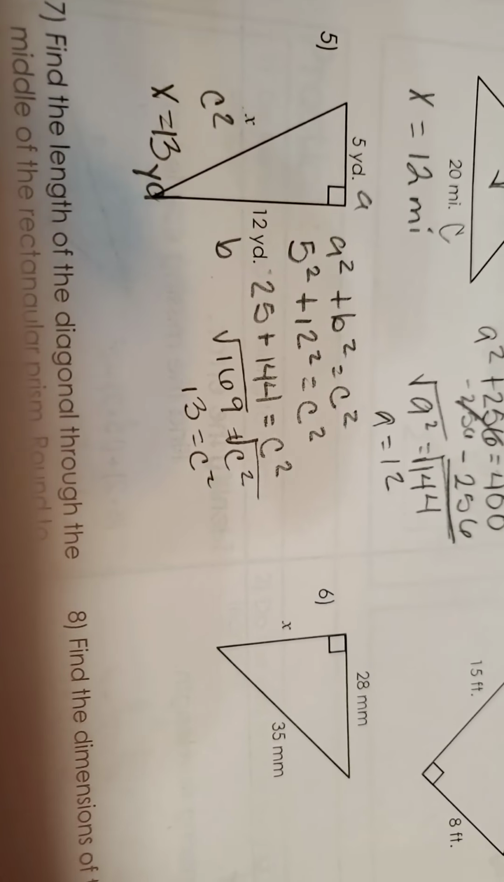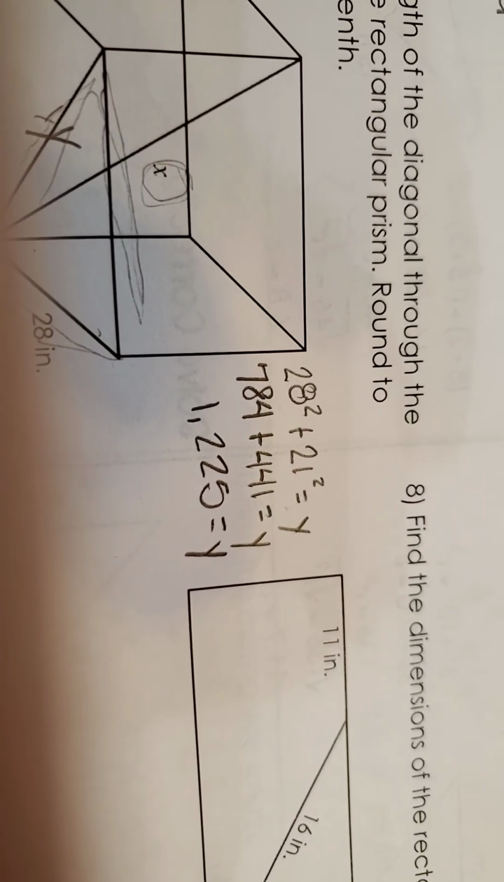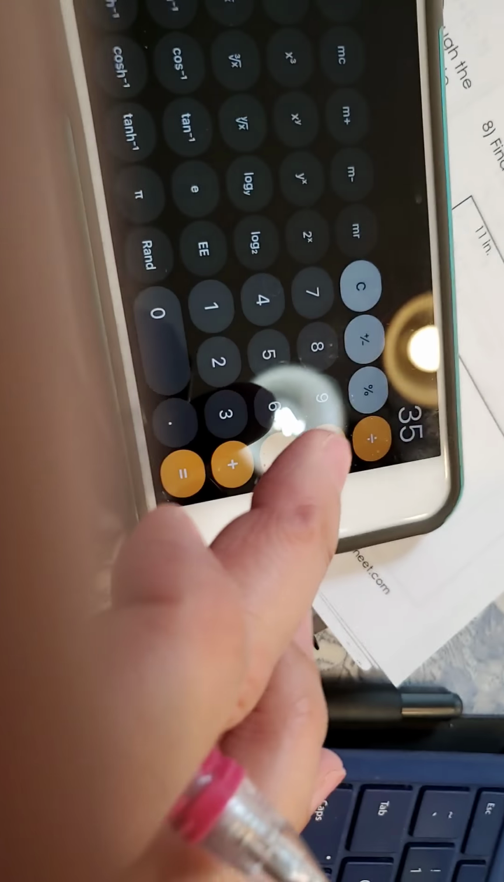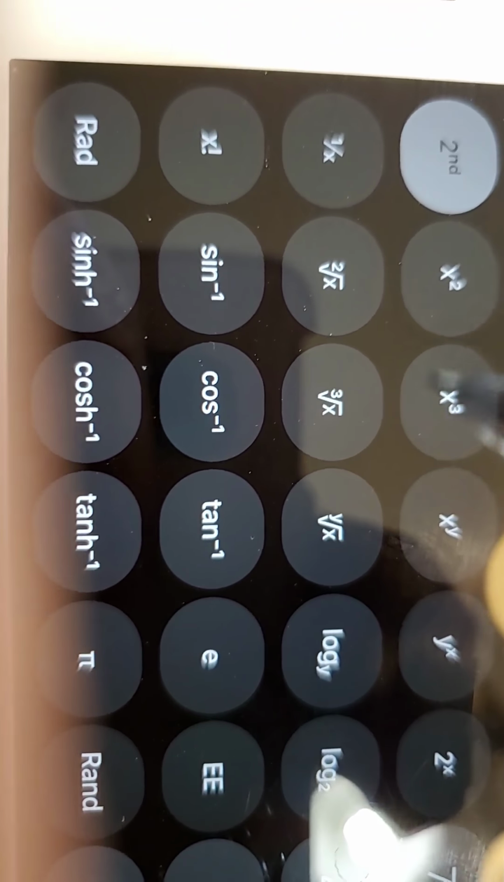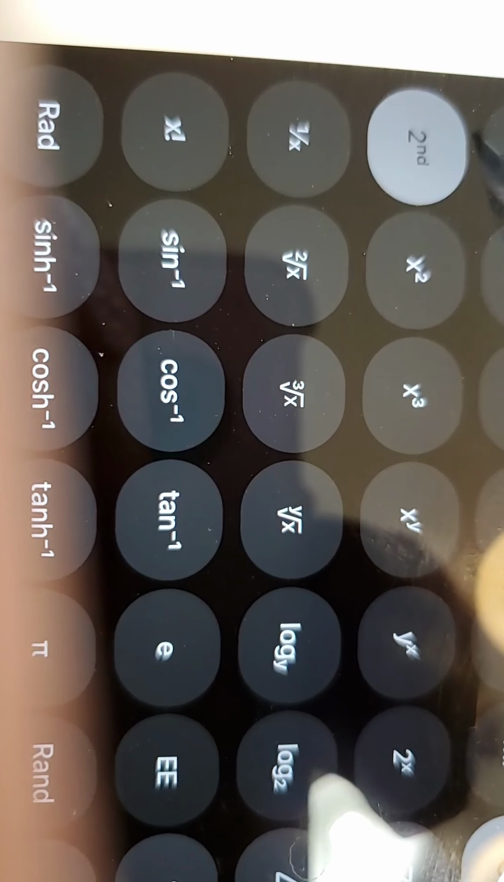I'm pretty sure I know what that one is as well. I believe the square root of 1,225 is 15, but I could be wrong, so we'll see here. Nope, you never know. So 1,225 square root is 35. What I did was I hit the second function, and you can see right here, that is the square root button. So my answer is actually 35. So here we have 35.